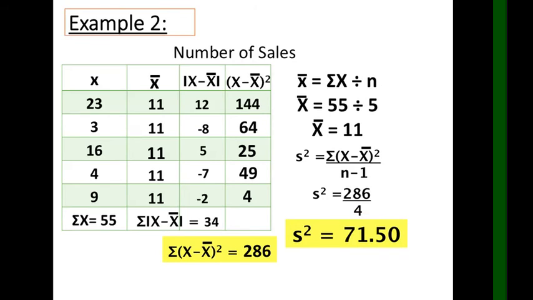Another example that we've done in the variance is the number of sales, wherein we got a variance of 71.50. Now, in here, to get the standard deviation, again, just take the square root of both sides. Alright? So the square root of S squared is equal to S, and the square root of 71.50 is equal to 8.46. Therefore, the standard deviation of the number of sales in a store is equal to 8.46.